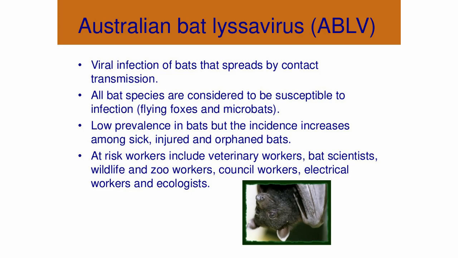So examples of at-risk workers include veterinary workers, bat scientists, wildlife and zoo workers, council workers who clean up bat carcasses, electrical workers who remove bat carcasses from power lines, and often there's a live pup still attached to its mum on the power line. Ecologists and others who have contact with bats at work.